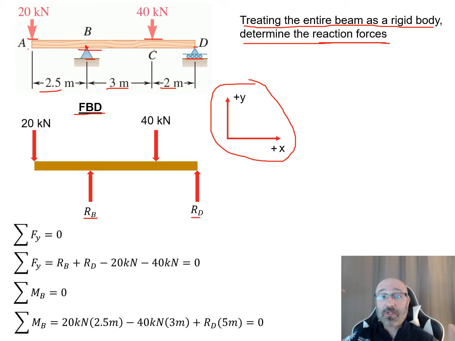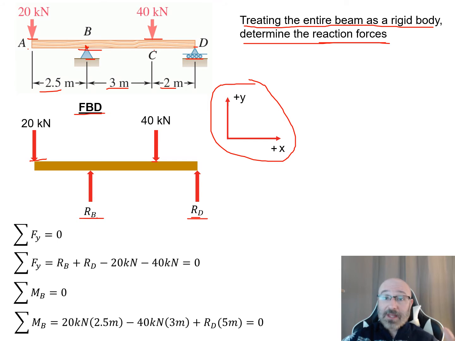So let's start out with our summation of forces. We have our free body diagram. There's our external load of 20 kilonewtons there. There's our external load of 40 kilonewtons there. And I can reference up top there to get my distances and where those are located. Then I have my R sub D for my support reactionary force right there. My R sub B reactionary force right there for support B right there.